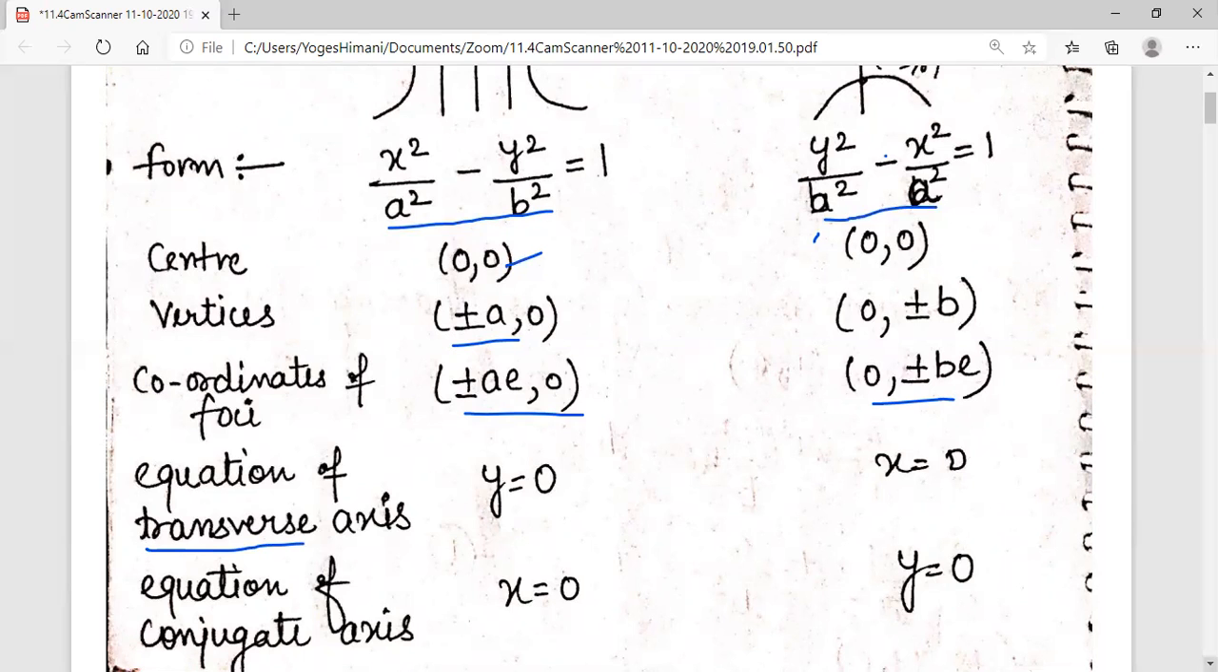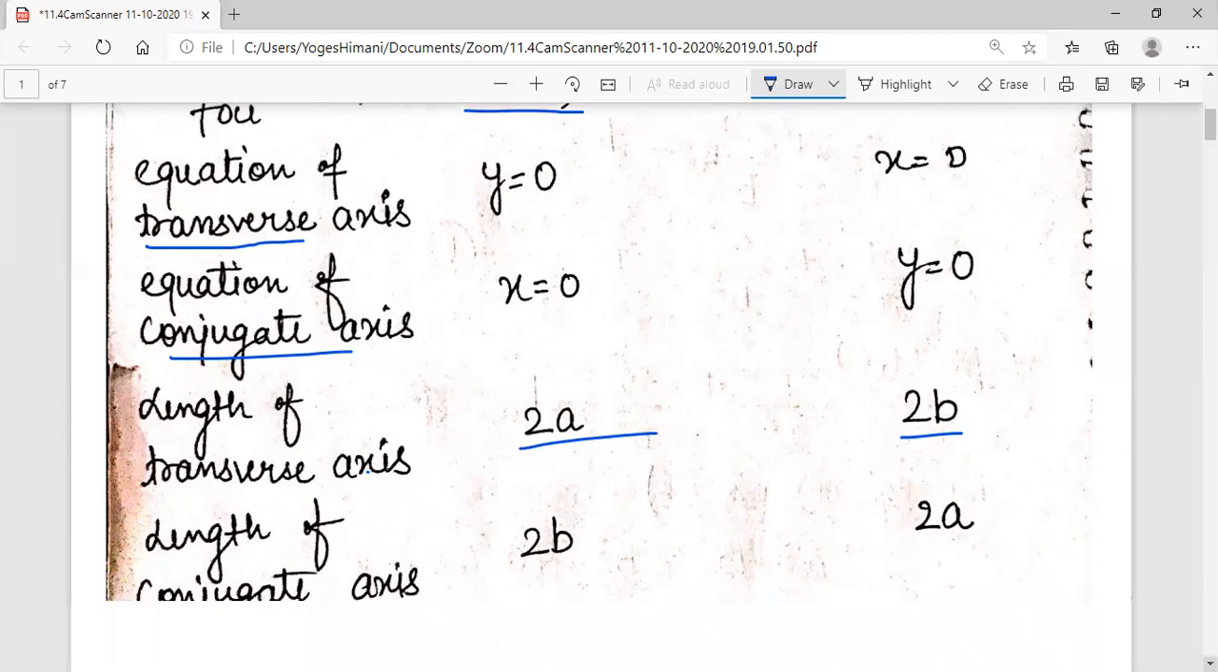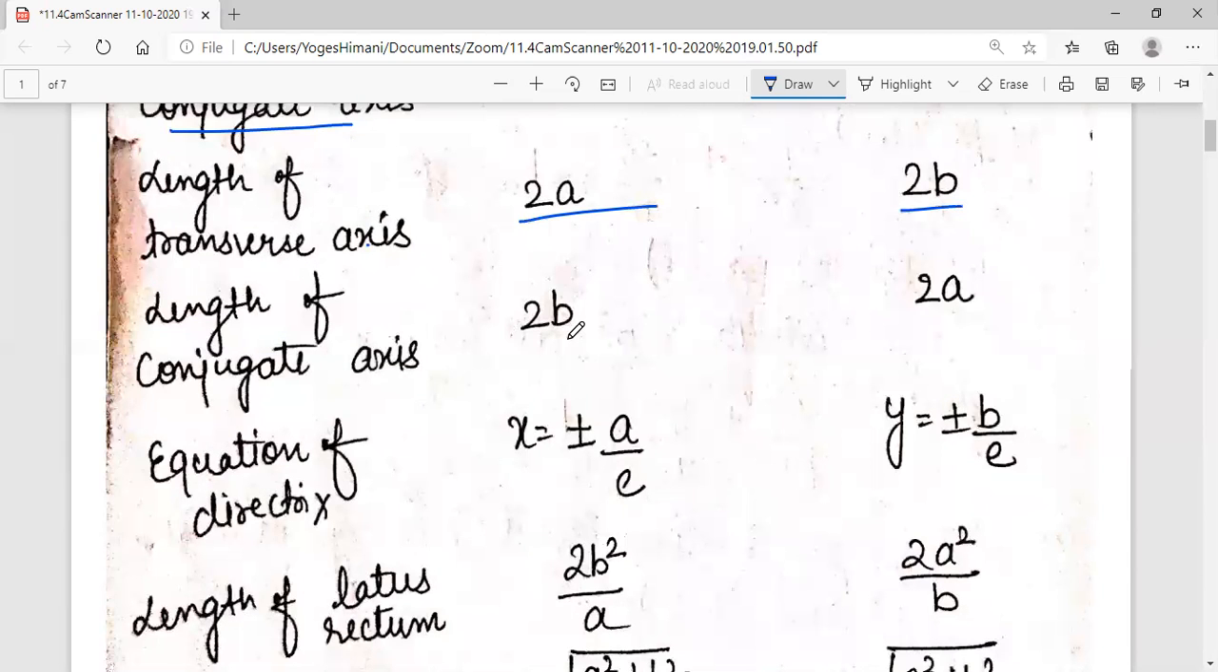And your minor axis is one type of conjugate axis. Now the conjugate axis, what will be the equation? x is equal to 0, and for the y-axis, y is equal to 0. Length of transverse axis, same like we have done earlier in ellipse, 2a, and for the y-axis it will be 2b, because our hyperbola is on the y-axis. Same for the conjugate axis, length will be 2b, and here it will be 2a.